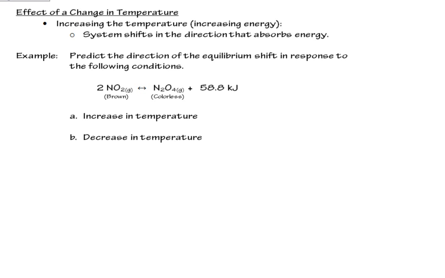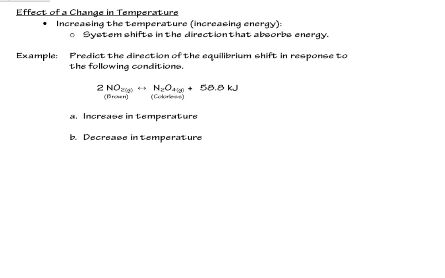So here's this equation with some nitrogen and oxygen gases. They might say plus, in this case, 58.8 kilojoules. So in the forward direction, it's exothermic, producing 58 kilojoules. In the reverse, it would be endothermic. Going in reverse, we would absorb the 58 kilojoules.